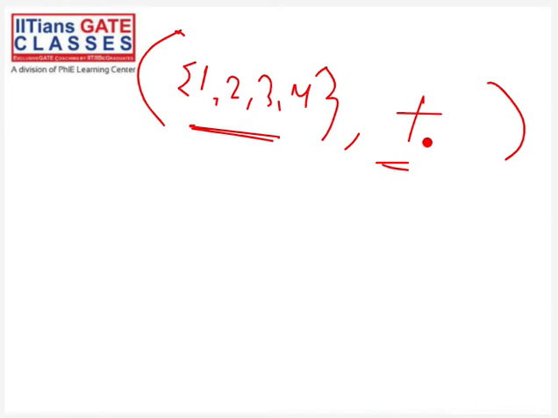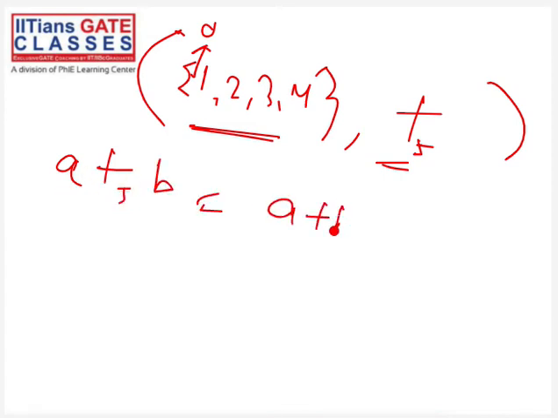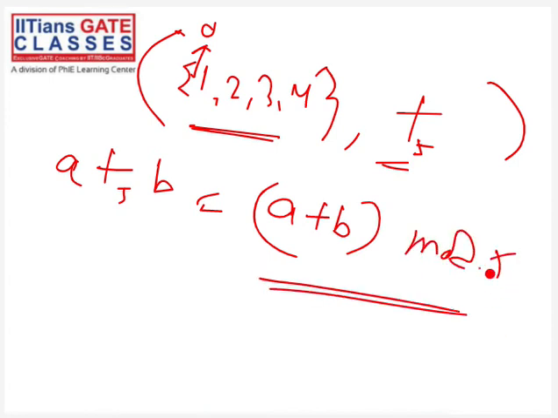But if I change this operation slightly, and also include 0, so the set is 0 1 2 3 4, and my operation is plus modulo 5. So a plus modulo 5 is nothing but (a plus b) mod 5. I hope you already know how mod 5 works. It is just a remainder operator.